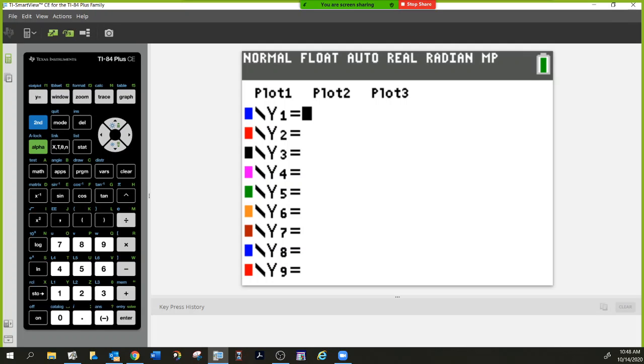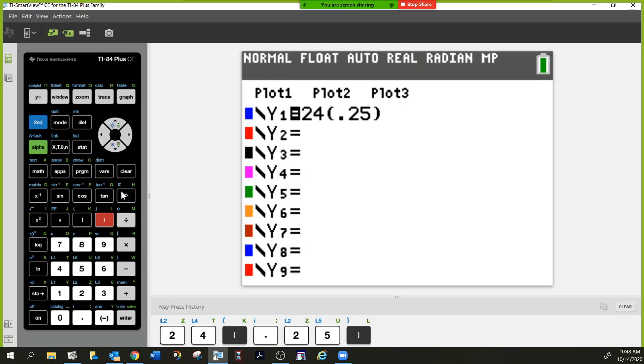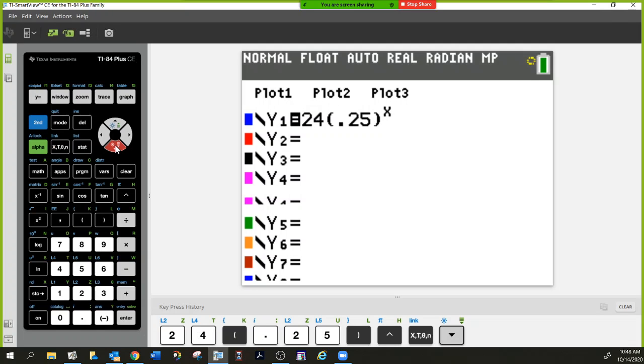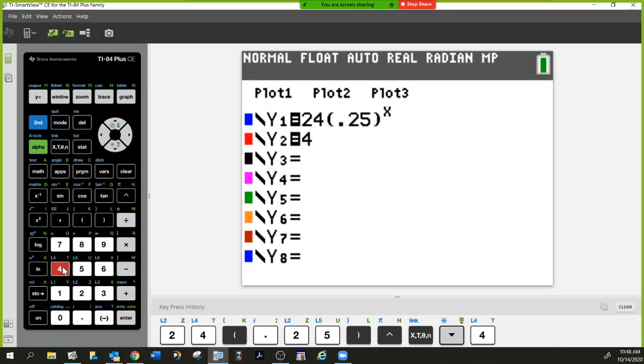Okay, so y1, that's our equation. Our equation was 24 times 0.25 raised to the x, of course we're using x, but you get the idea. And the horizontal line that we were trying to hit was y equals 4. Now we're going to have to play with our window. Those y values got really small really fast, didn't they?